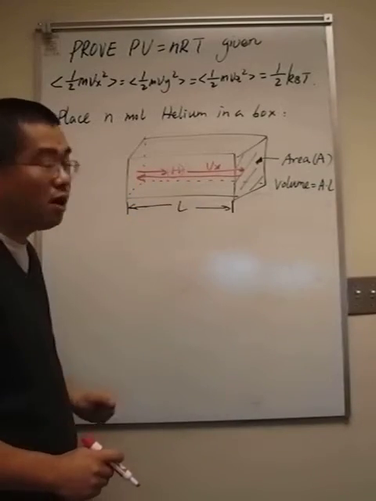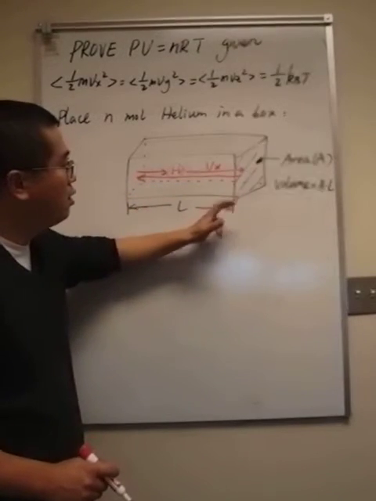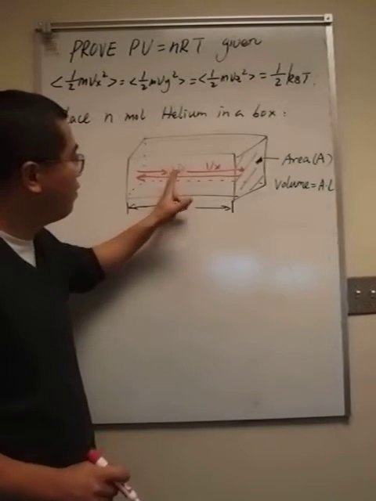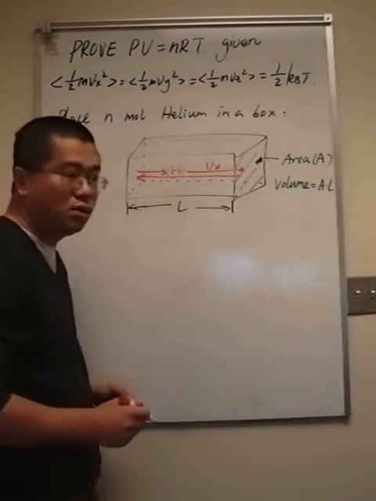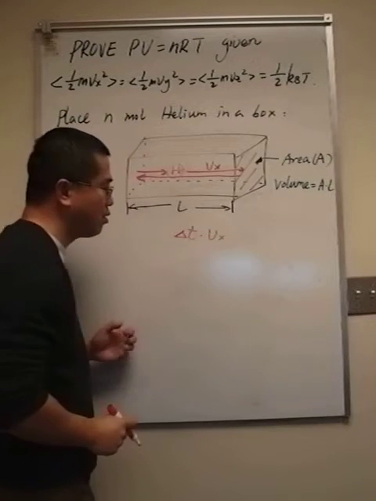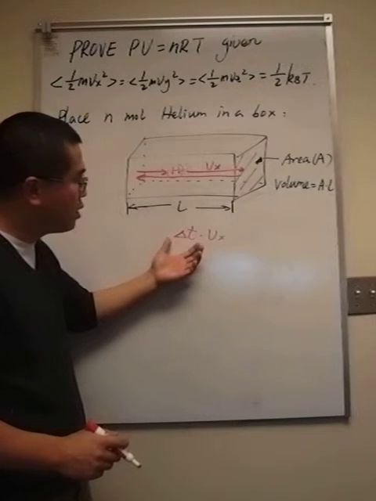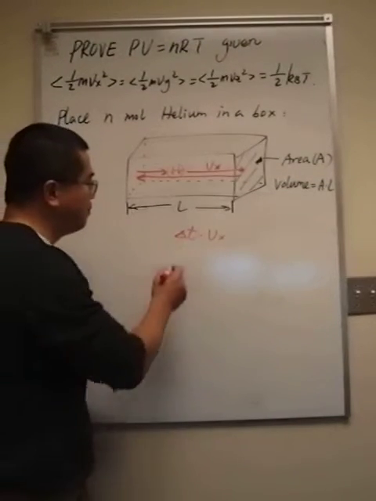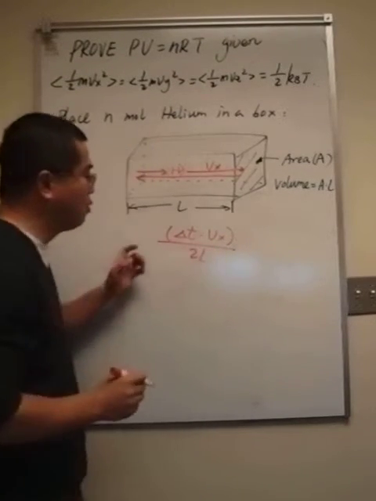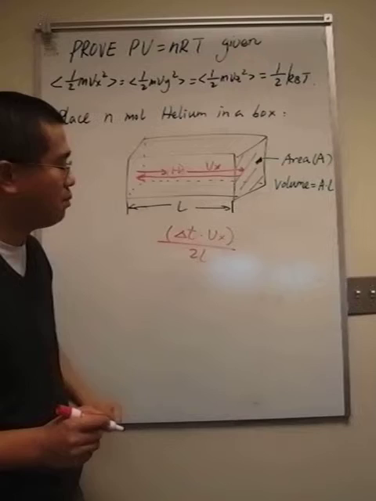So we can easily tell that after the helium travels a distance of 2L, there's one collision between the helium and this shaded area. What if this helium atom travels within a time period delta t? Well, that means the total distance it travels is delta t times the speed, divided by 2L. That will give you the number of collisions between the helium and this surface area within time delta t.